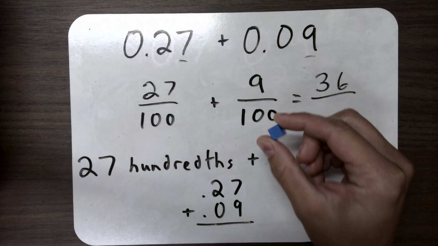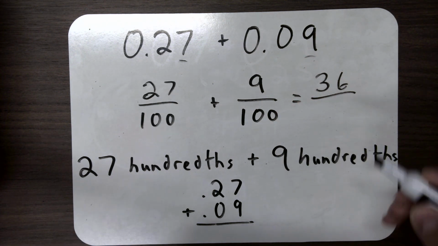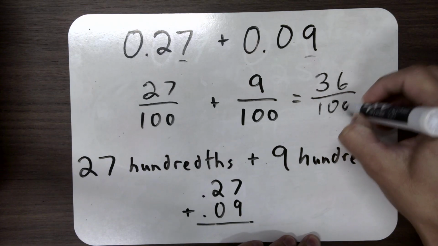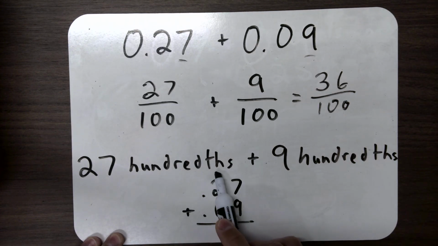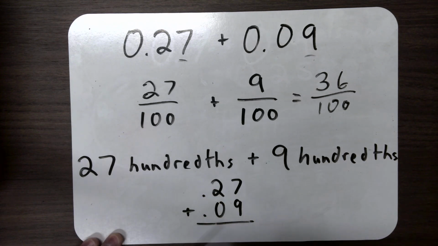And then again, since all the parts are the same size, we're talking about these cubes as a hundredth. So since we're looking at the same pieces, our denominator stays the same. Okay. Another way to think of this is just using that hundredths as a label. So we change that into a whole number addition problem, just 27 plus 9.